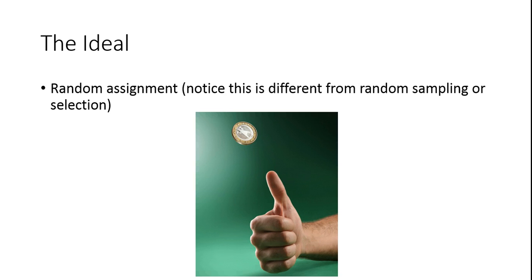Now notice that the term random assignment is different from random sampling or random selection. Previously we've talked about how we choose participants and the value of using random sampling to have generalizability. Random assignment is different. Random assignment is about how we assign individuals or schools or groups to either the treatment or the control group. So you could have a study that actually has a non-random sample.